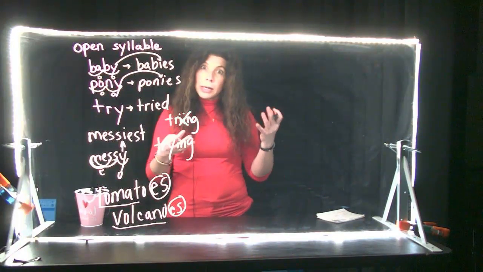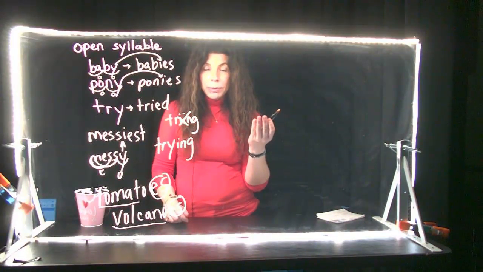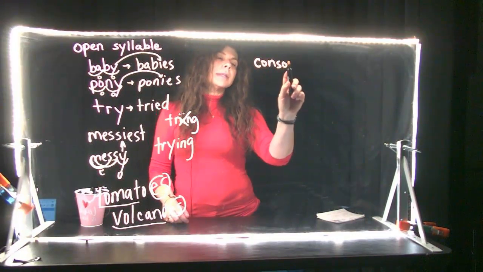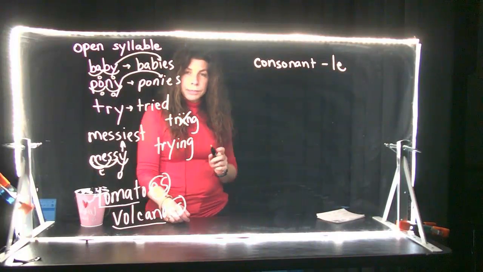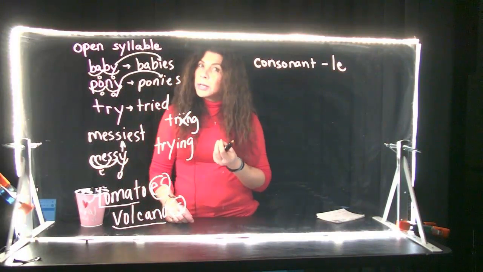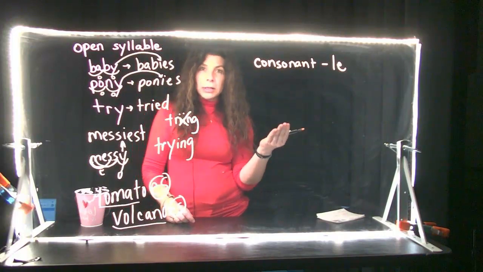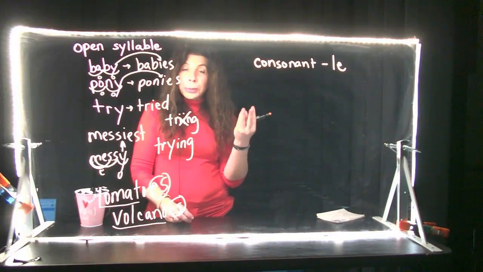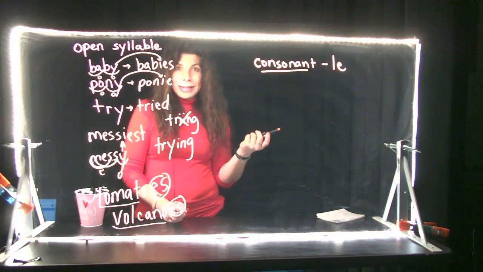This week, next week, we're going to move on to a new syllable type. And this new syllable type is called consonant LE. It is a brand new syllable type. You may have touched on it last year, but I doubt it, especially with COVID, it comes at the end of the second grade unit. Consonant LE consists of three letters, a consonant and then an LE.